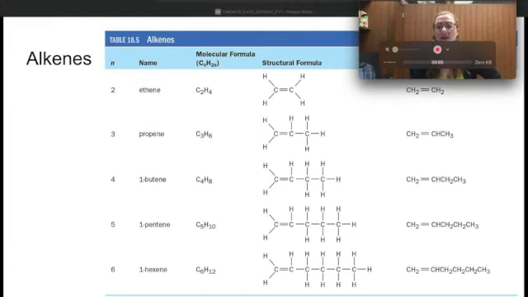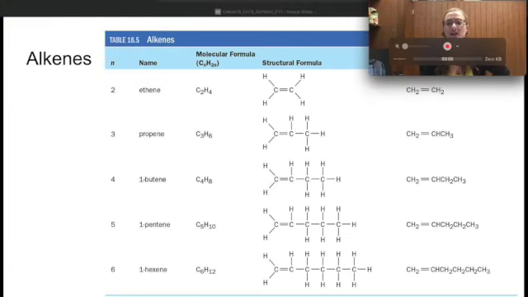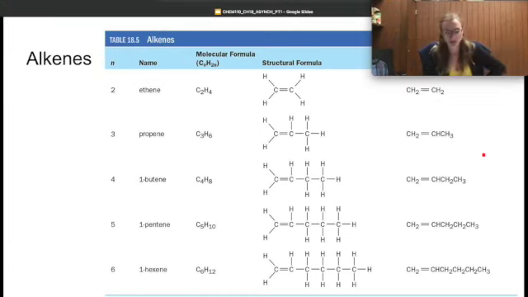So if I gave you something like that as well, it should be pretty easy to see what kind of hydrocarbon you have there, denoting that single bond, double bond, and we'll get to the triple bonds.